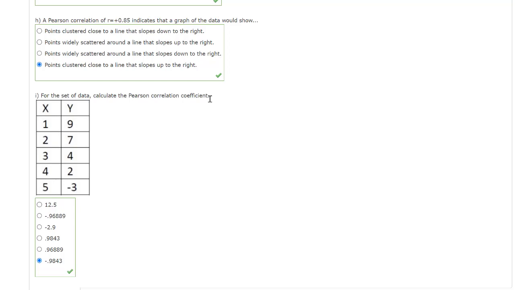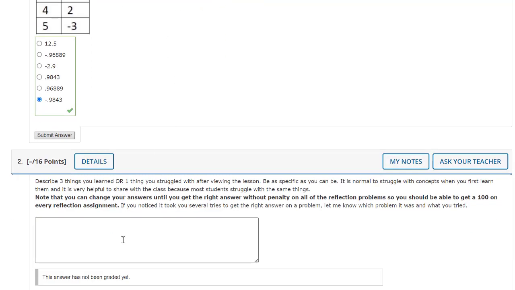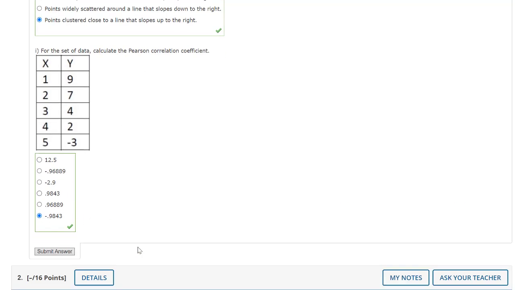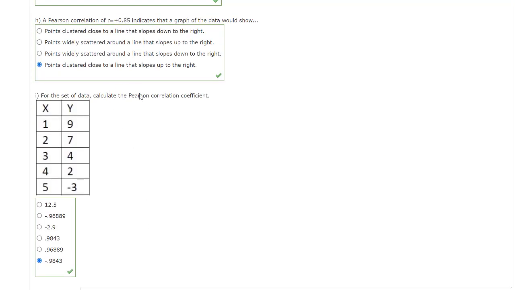And we're all good. And then please share here either one thing you struggled with. Maybe you did the same thing Mrs. Overman did, and you're like, oh, I couldn't keep track of my R or R squared. And you learn that the Pearson correlation coefficient is just the R. It's not the R squared.